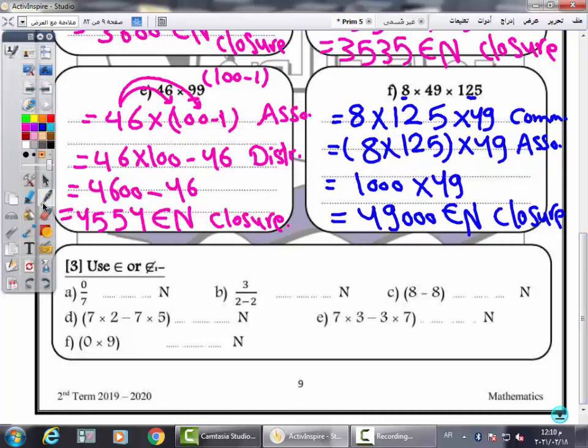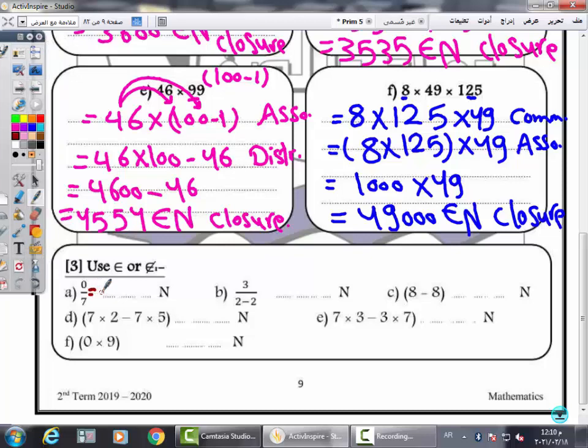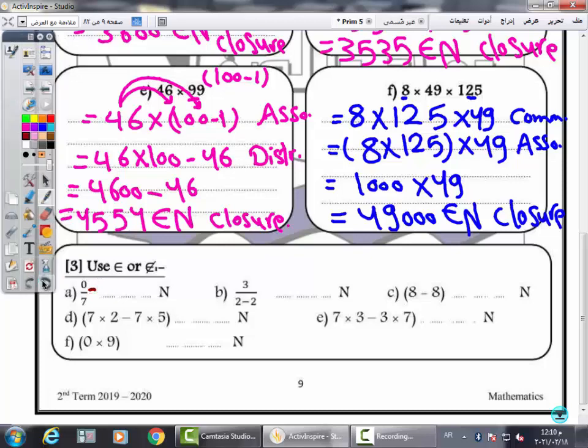The last question: use belongs or doesn't belong. Number A: 0 over 7. What's the relation between 0 over 7 and natural? Let's get the result of dividing 0 by 7. The result will be 0. What is the relation between 0 and natural? Is 0 natural? Yes. So 0 belongs to natural.